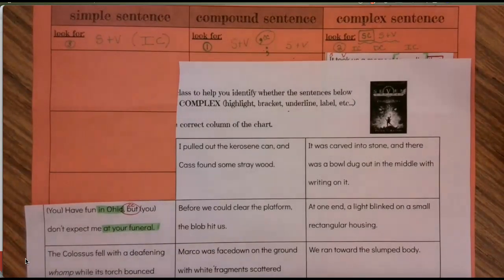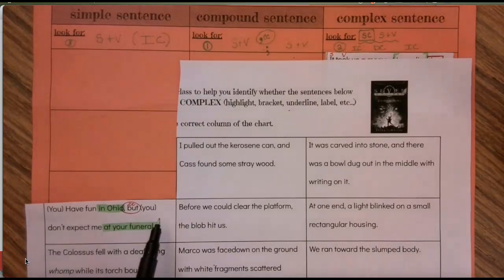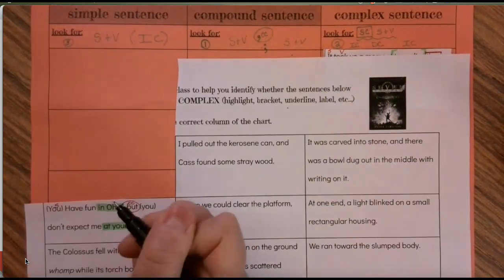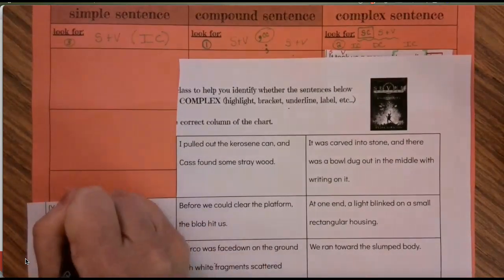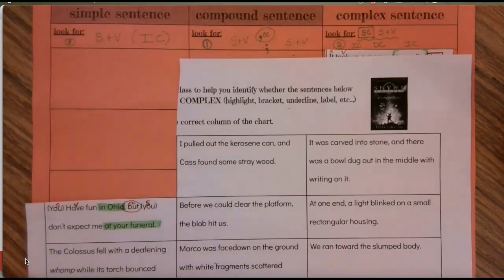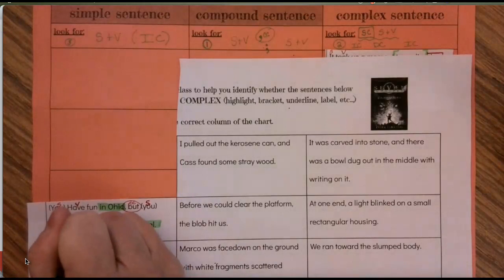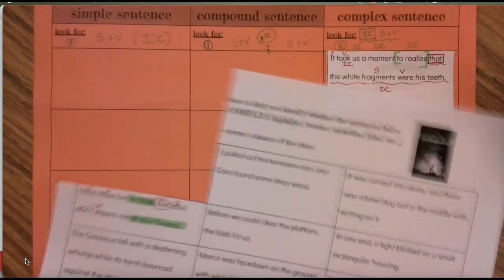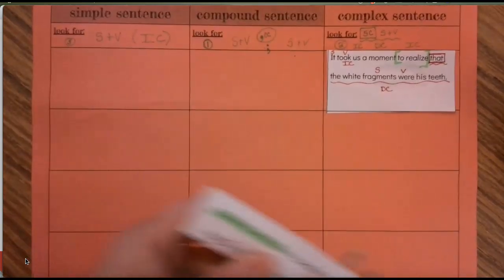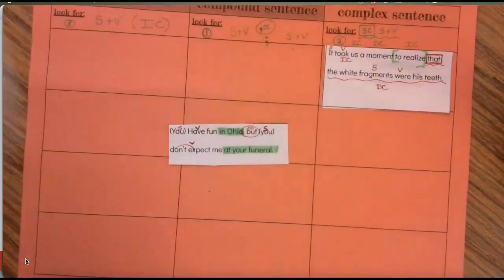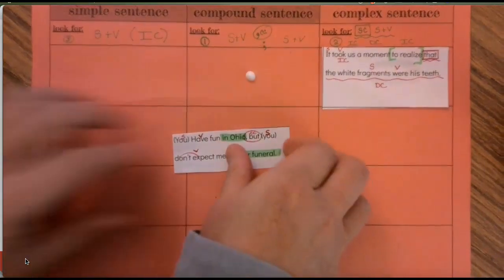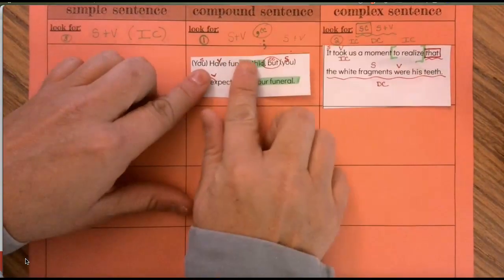Now, in order to be compound, I've got to find a subject and a verb on both sides of that comma conjunction. So you is the subject here. You what? You have. And then you is the subject on the other side. You what? You don't expect. So that sentence is compound. I'm going to cut just that one sentence out, not all of them, but just that one. One little dot of glue, and then stick this there as a compound sentence.